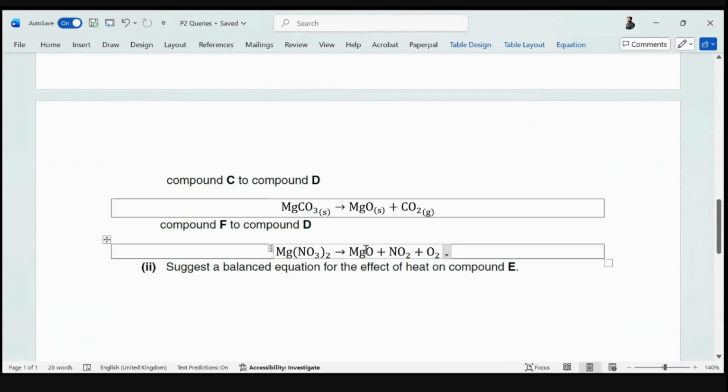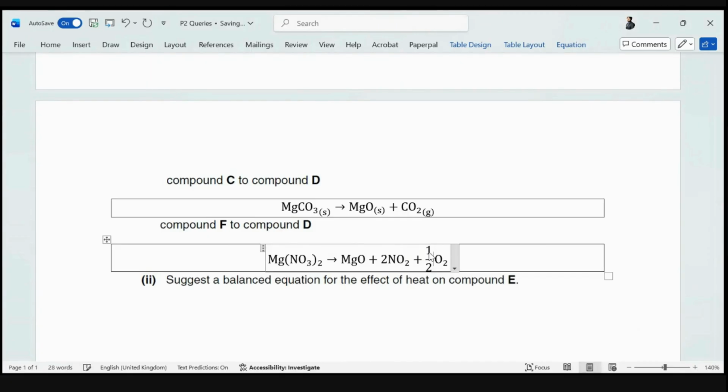Yes, balance it. To balance the nitrogen, put a 2 here. Then oxygen, we now have 2, so very easily you can balance it with a half. Multiply everything by 2, and you get a 2 over here, a 2 over here, a 4 over here, and a 1 over here. Is that right?